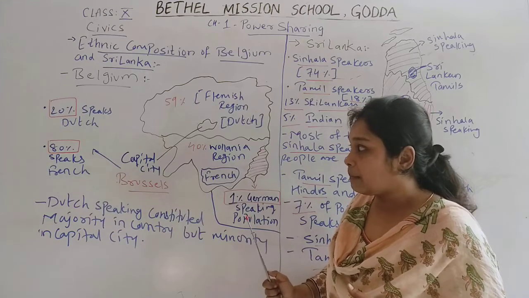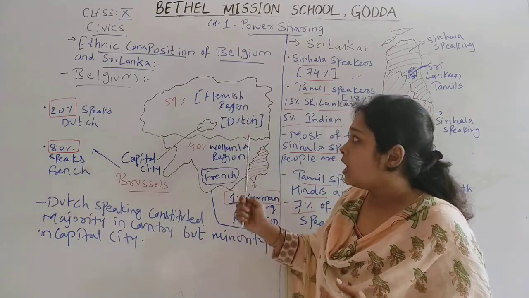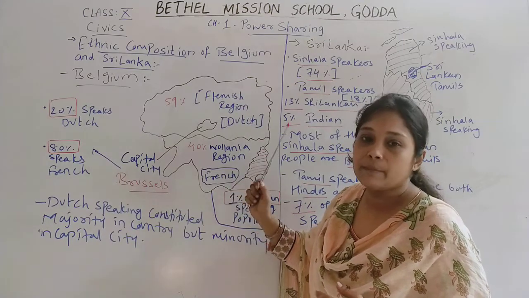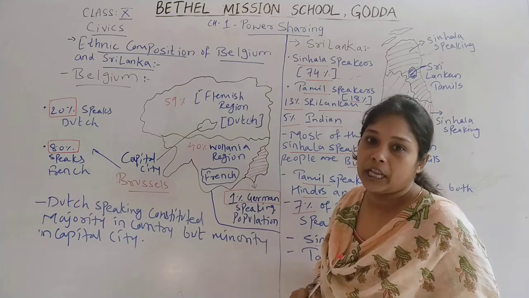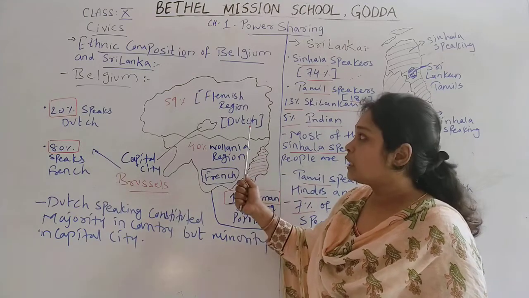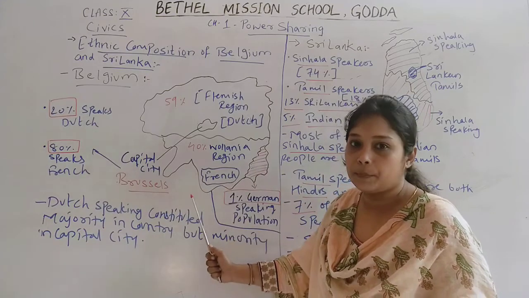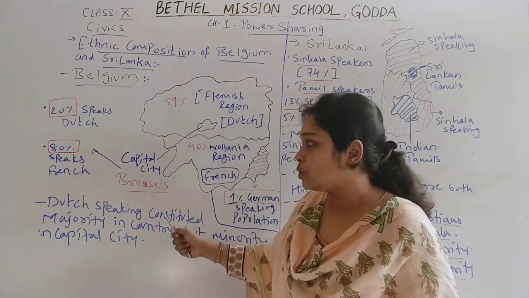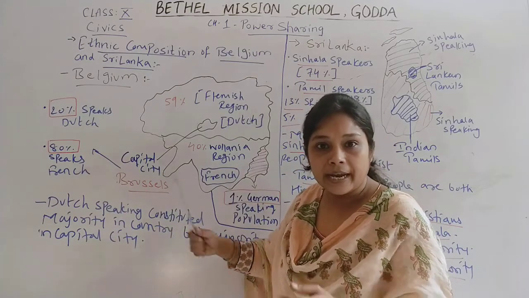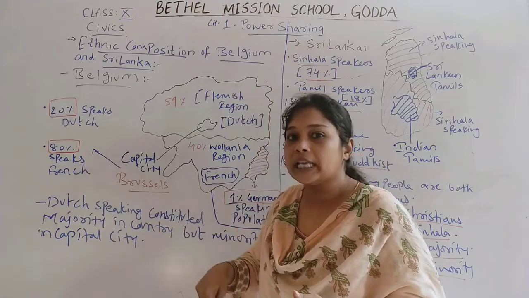So when we are talking about the ethnic composition, we can say that Dutch speaking people are in the majority and French speaking people are in the minority in Belgium, because Dutch speaking people are 59% and French speaking people are 40%. But when we see the capital city of Belgium, that is Brussels, it is vice versa. Minority is more and majority is less.